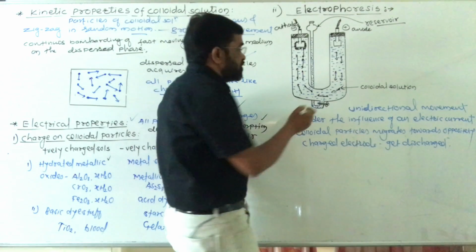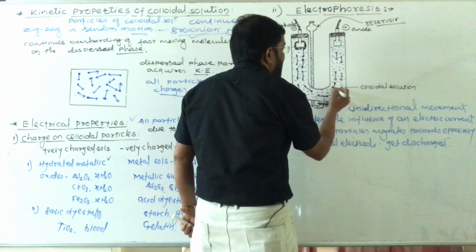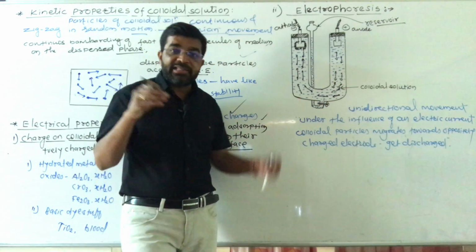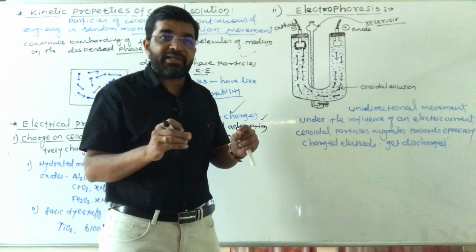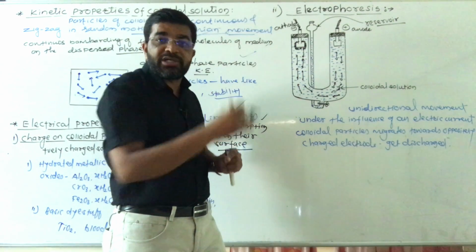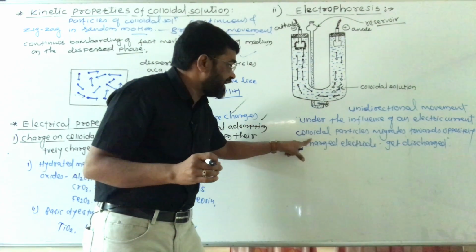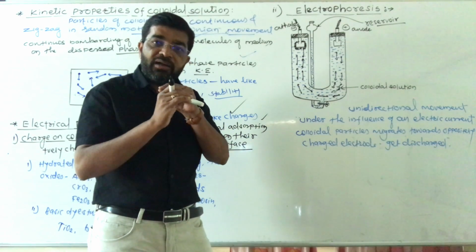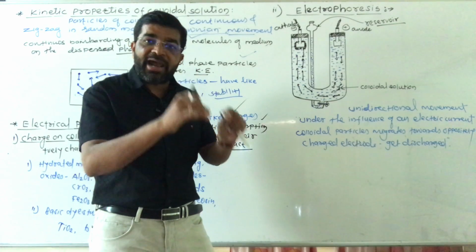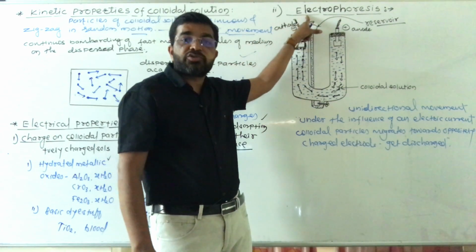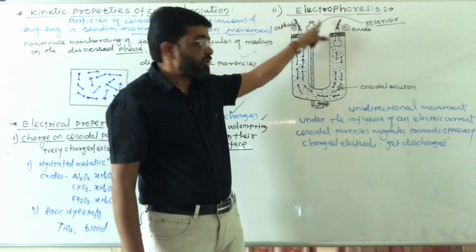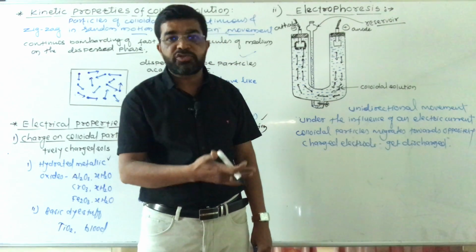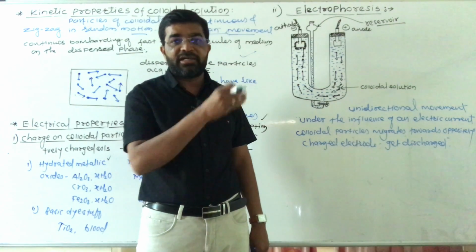Coagulation. In this, the colloidal particles in the solution, suppose they have a positive charge, and all the positively charged colloidal particles migrate towards the oppositely charged electrode under the influence of an electric current, and they get discharged and coagulated or aggregated at that electrode. So that process is called electrophoresis. In this way, all the colloidal particles will be discharged and get coagulated at that respective electrode.